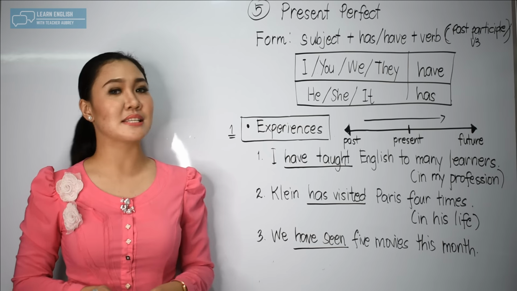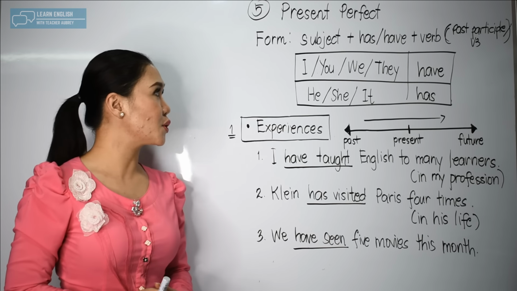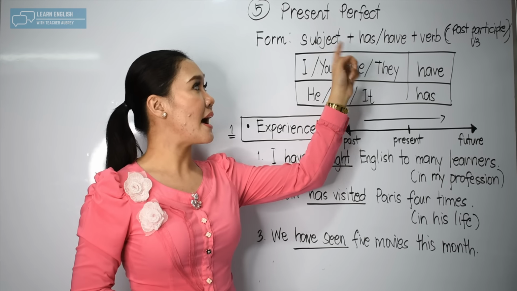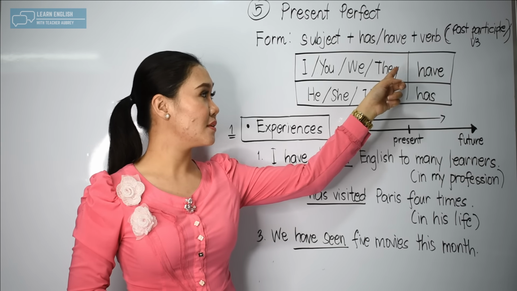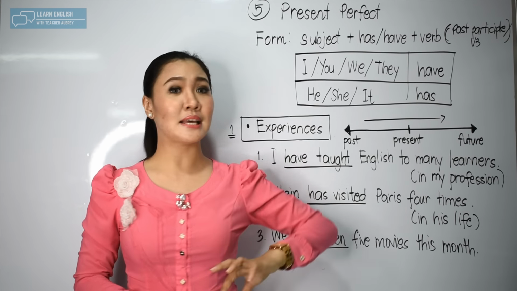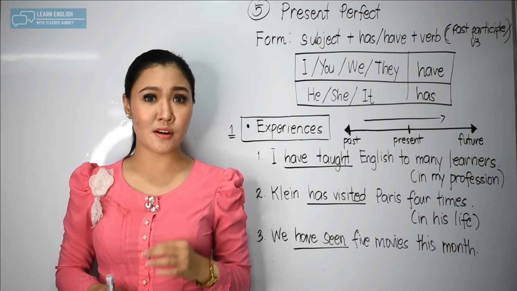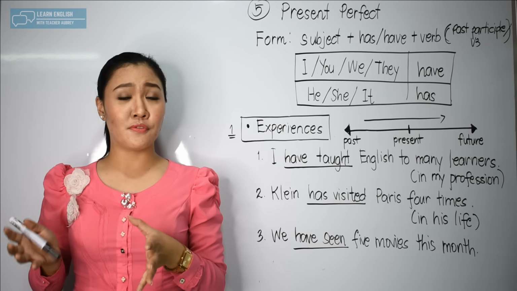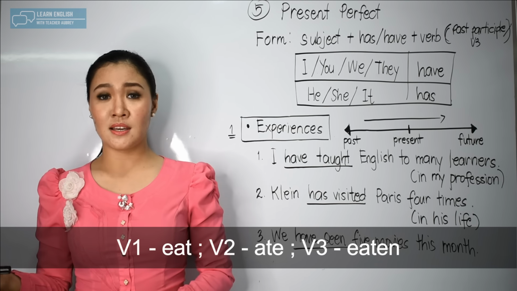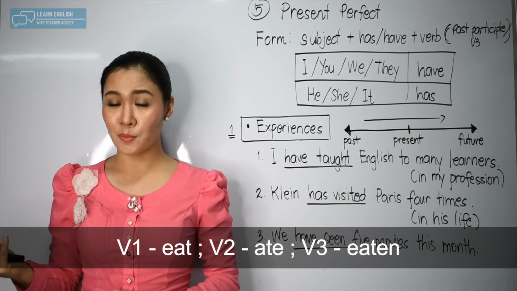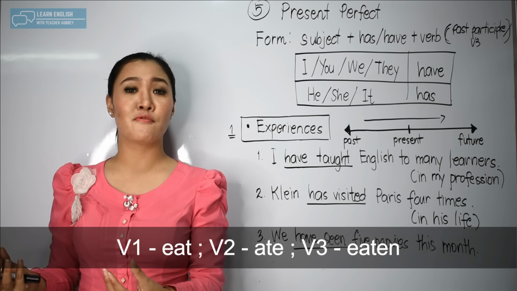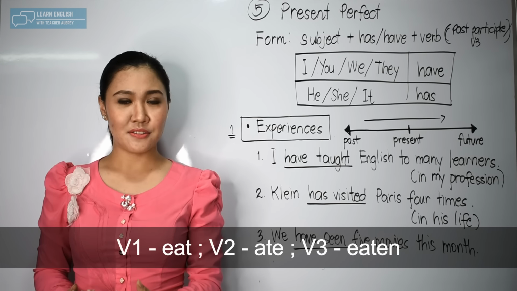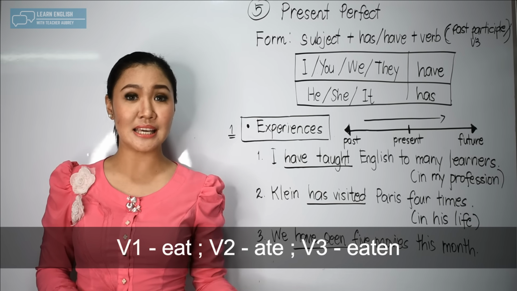To form a perfect tense, ito yung formula na ginagamit natin. Firstly, we must have the subject plus the helping verb has o kaya naman ay have. At ang ating verb na dapat ay nasa past participle or V3. Yung example na binigay ko kanina for the V3 example is V1 is eat or present. V2 or verb 2 which is past tense, ate. And for V3 or the past participle, naging eaten.